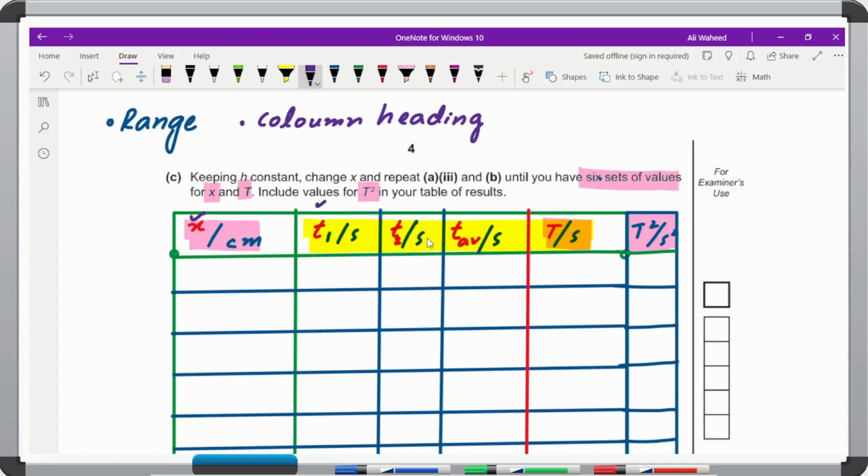T2, time of 10 oscillations once again slash the unit. T average, the average of these two slash the unit. Capital T stands for time period slash the unit of it. T square stands for the square of the time period, and the unit would be second square. So column heading means you have to mention the quantity, the symbol of the quantity, plus the symbol of the unit. These two things should be there.